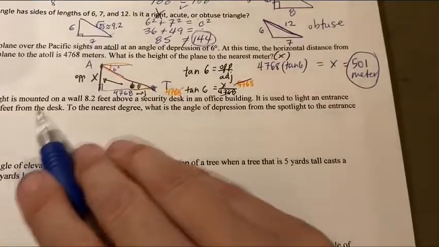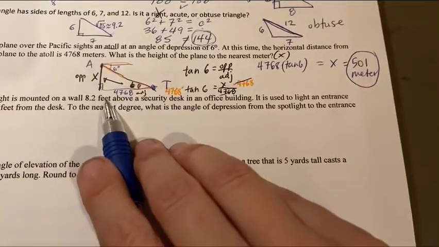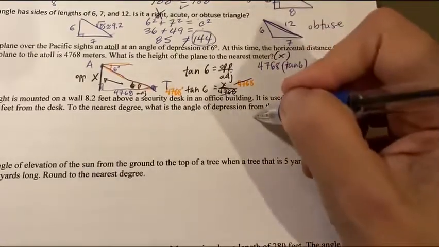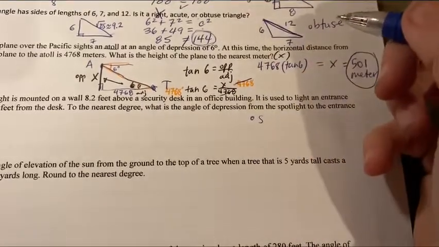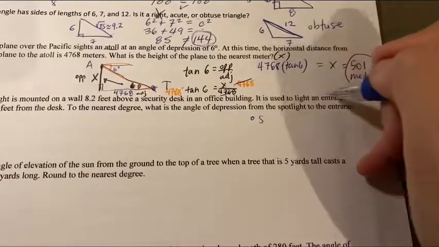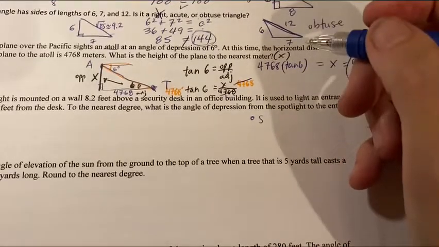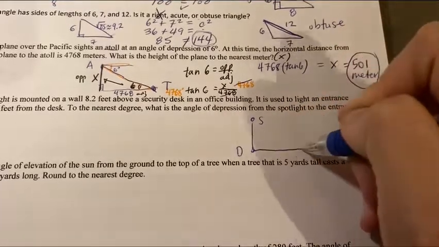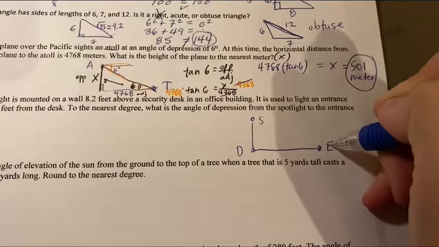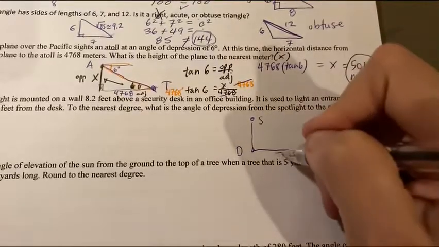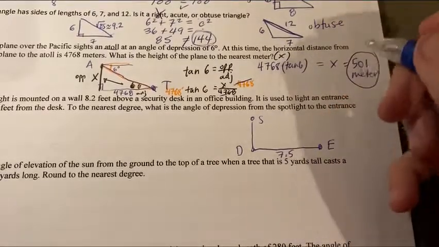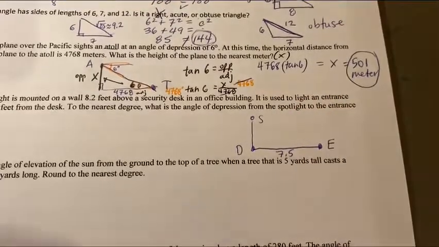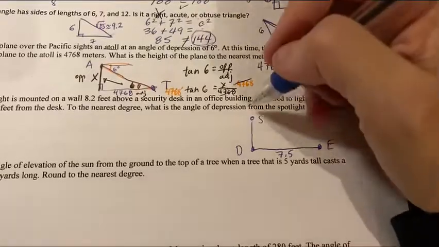Okay, so a spotlight is mounted on a wall 8 feet above the desk. So here's my spotlight, right? It is used to light the entrance of the door 7.5 feet from the desk. So here's my desk, and there's my entrance. The entrance is 7.5 feet from the desk. To the nearest degree, what is the angle of depression?